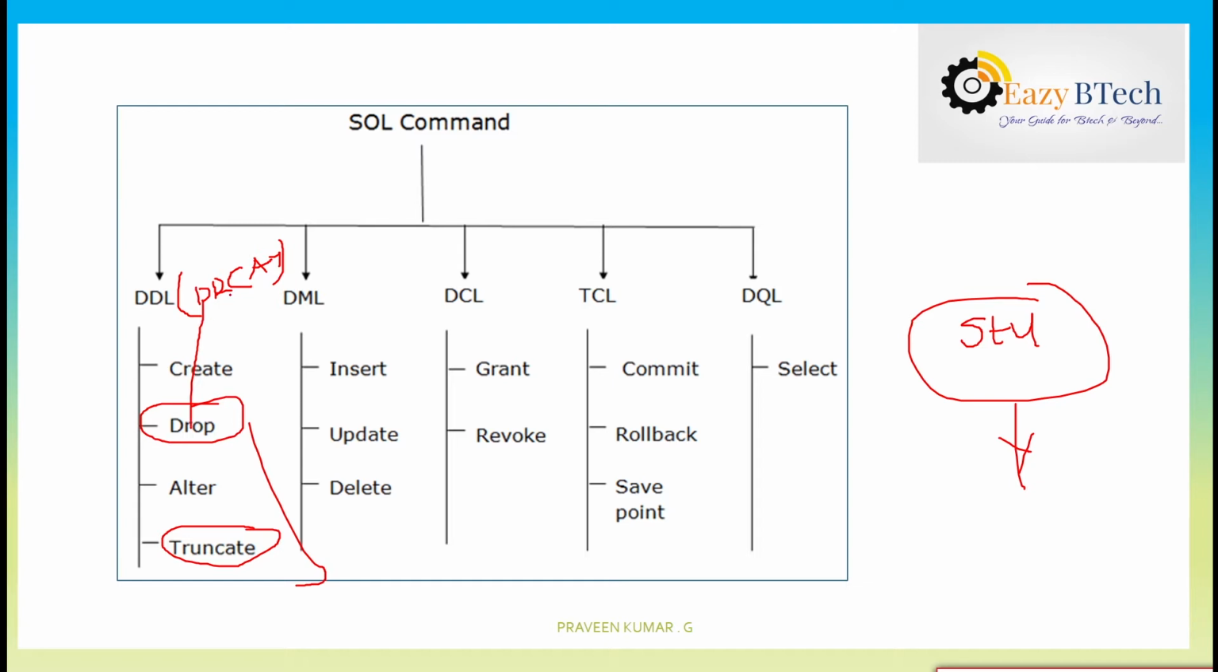Dr. Cat is drop, rename, create, alter and truncate. And DML is IDU: insert, delete and update.